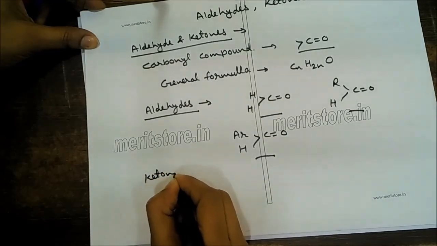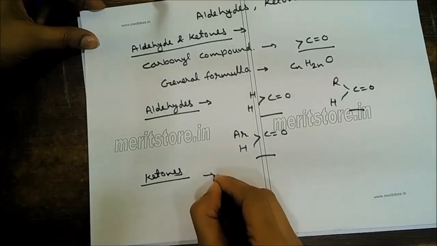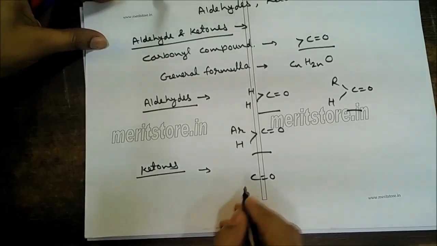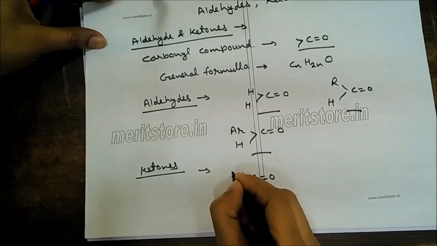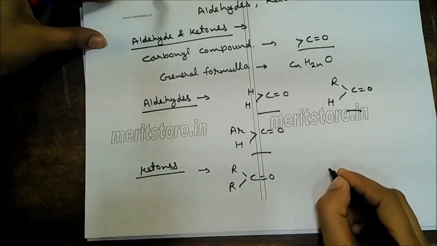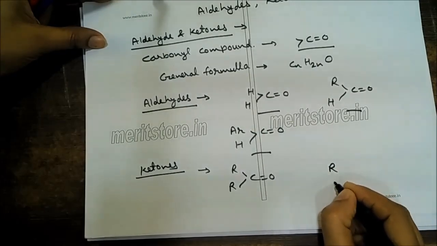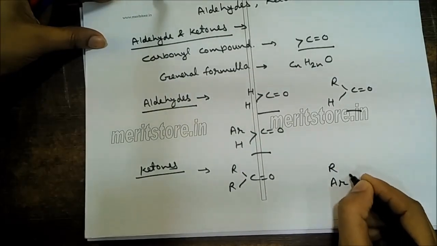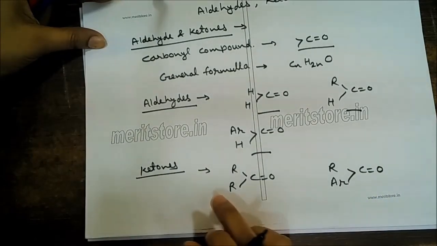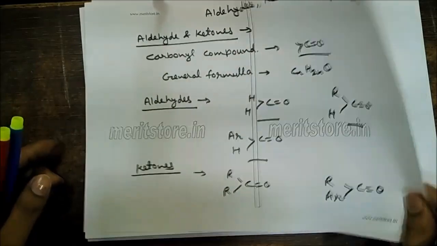Ketones. In ketones, this carbonyl group is attached with an alkyl group from both sides, or it can be one alkyl group and another aryl group, that is our benzene ring. So the structure of a ketone can be like this.